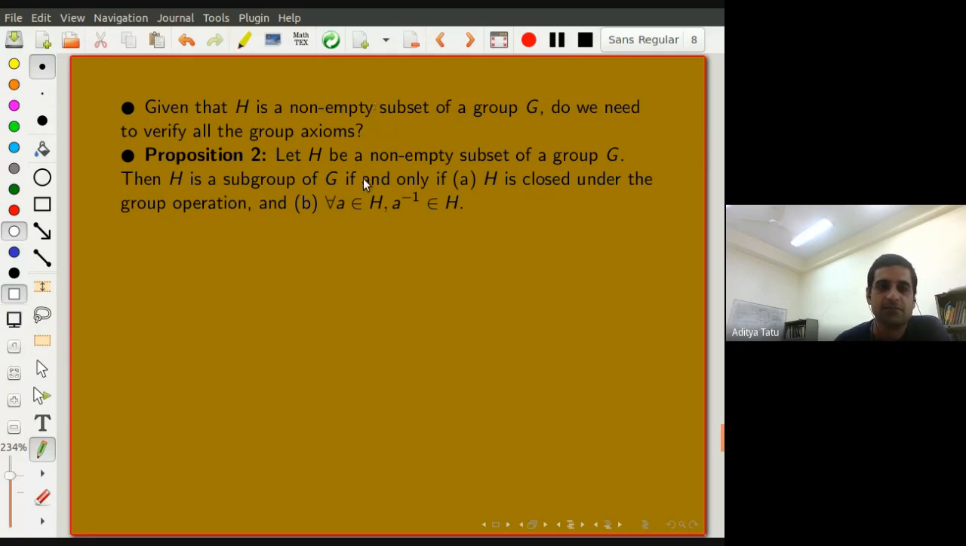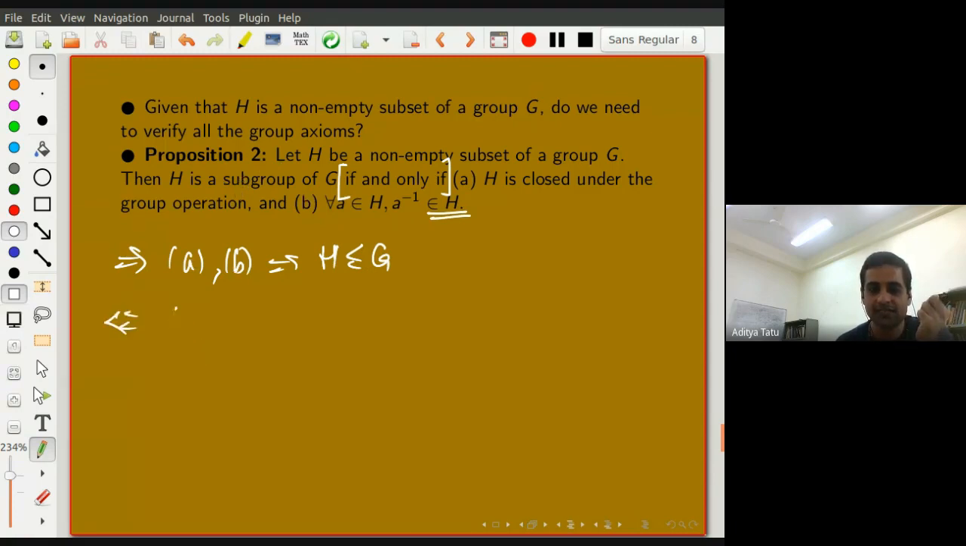Okay, and this is proposition number two. Let H be a non-empty subset of a group G, then H is a subgroup of G, emphasize this, if and only if H is closed under the group operation and for every element A in the subset H, A inverse must be in H. Clear? In the last slide, we proved if A and B are true, then H is a subgroup of G. Right? What this proposition statement also says is if H is a subgroup of G, then A and B are also true. That clear?